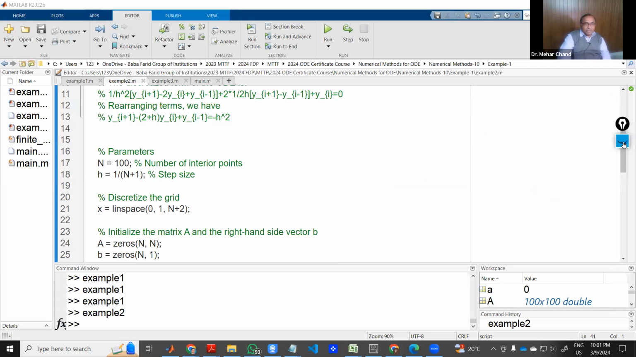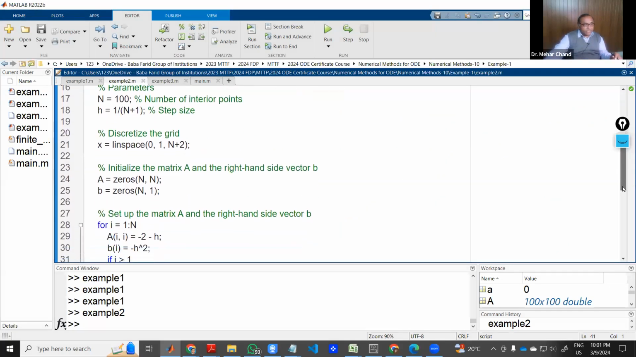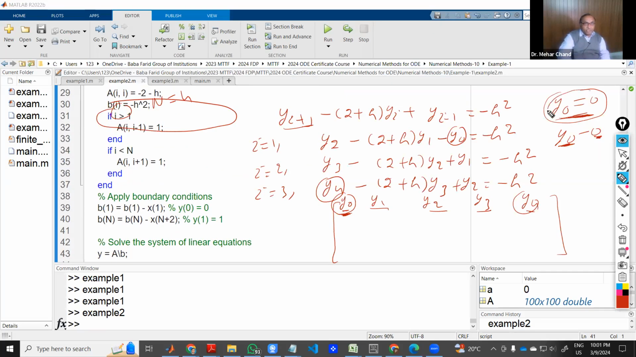Just minimize and scroll down. Now this will help you to understand. Yes, so this equation, which is a constant, will be on the right hand side. This can be written as b1, and 0 is x1.